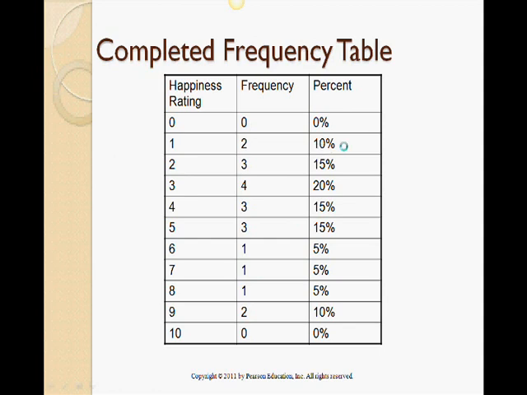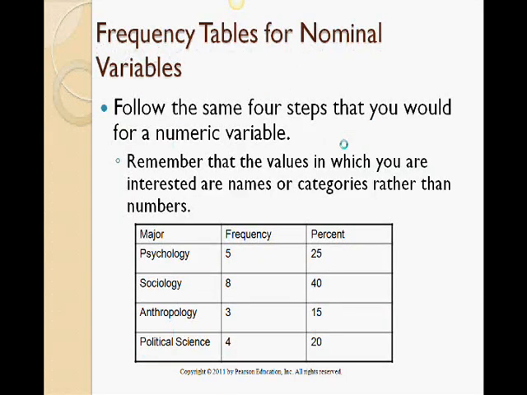Now, creating a frequency table for nominal variables is the same process. You're going to use the same 4 steps that you would for a numeric variable. So for example, if these are different majors at a college in a particular classroom, say, we can see that of all these 20 students, 5 are psychology majors, which makes up 25% of the students. And so we do something very similar to what we do with numeric variables.